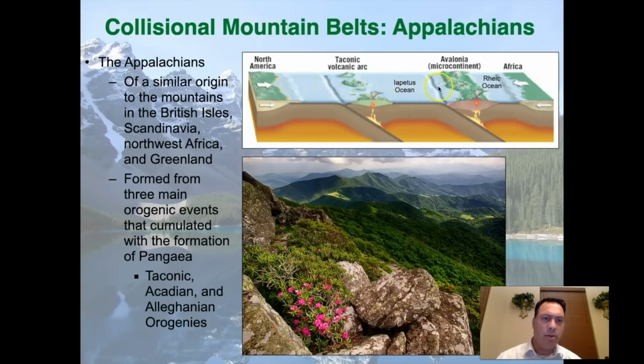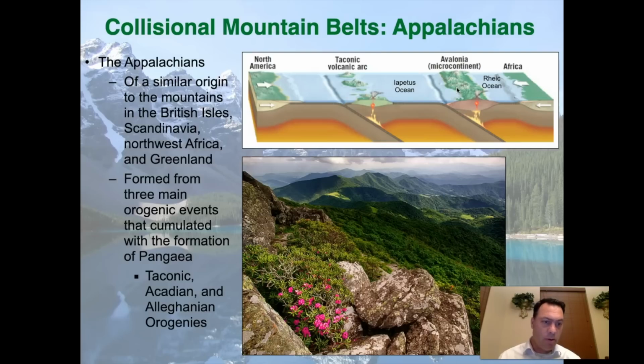So the Avalonian microcontinent, and then behind that is the Rheic Ocean. This is not to scale, obviously. The Rheic Ocean was probably much, much larger, as was the Iapetus Ocean. And then behind that was Africa. So Africa is actually moving towards North America, but it has this island arc located here in the way, and also this microcontinent, which is also going to get pinched in between these two.